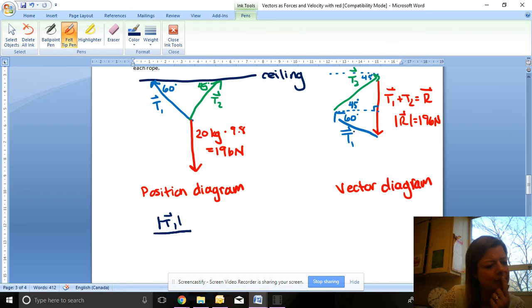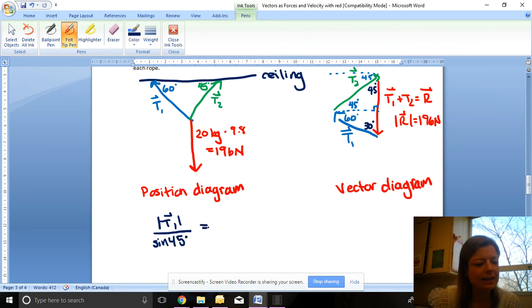Sorry, now I'm confusing myself. All right, sorry. Didn't finish labeling the diagram. Okay, so we're thinking about this as a triangle. Because this is 60 degrees, this has to be 30 degrees, and this has to be 45. There we go. Okay, so this tension is across from 45 degrees. Confused myself for a second.